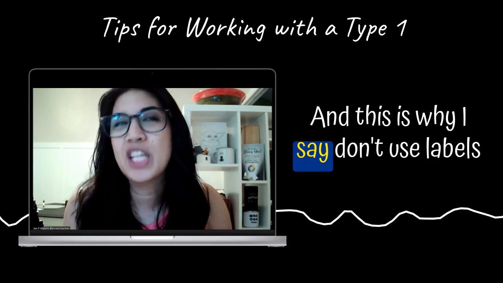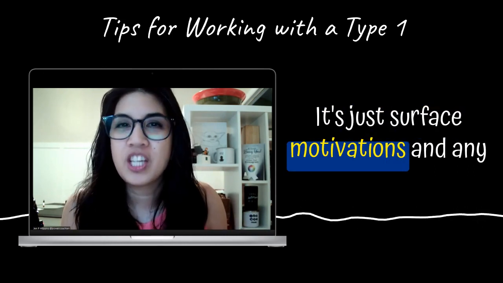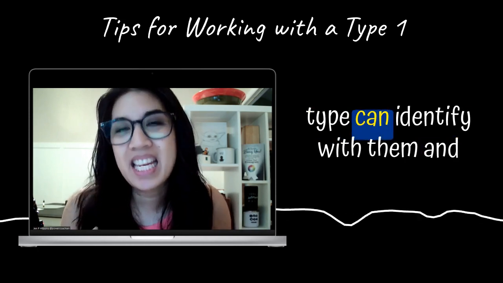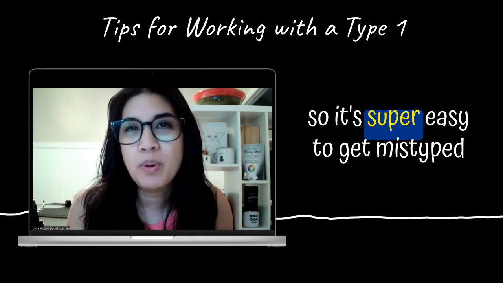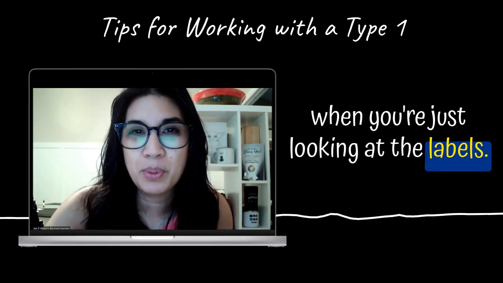And this is why I say don't use labels to type people. It's just surface motivations, and any type can identify with them. And so it's super easy to get mistyped when you're just looking at the labels.